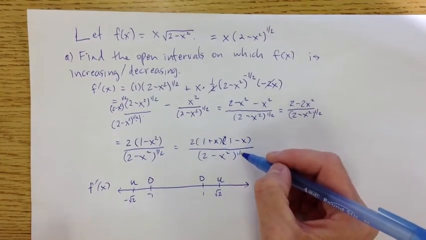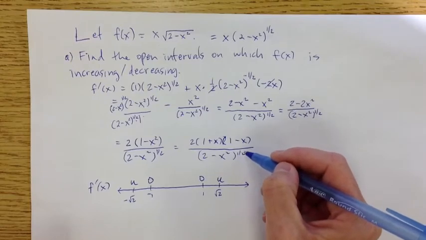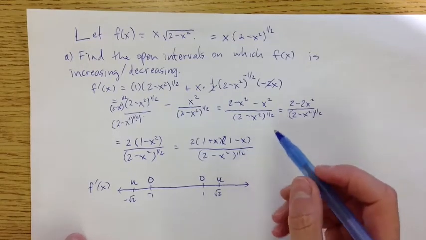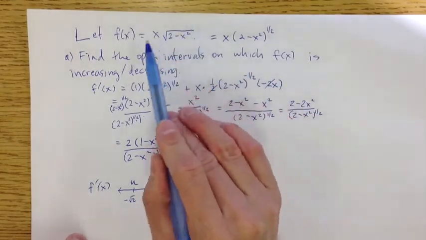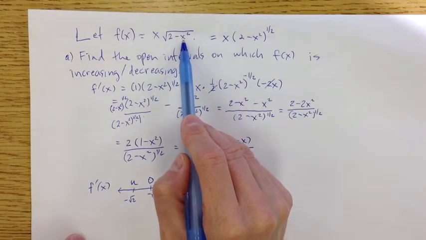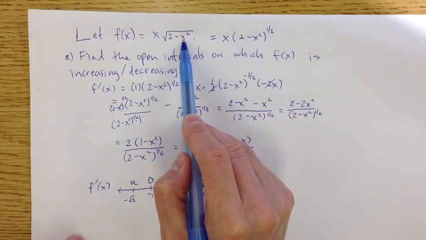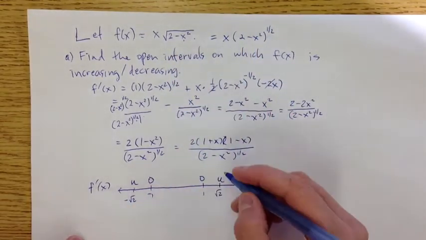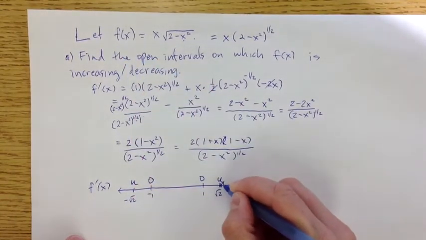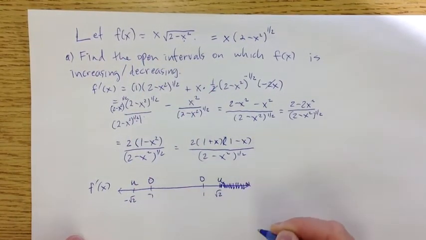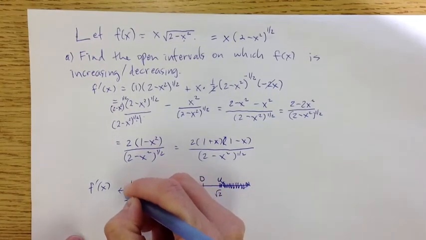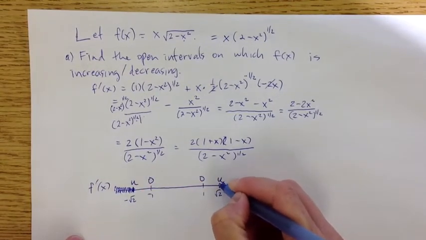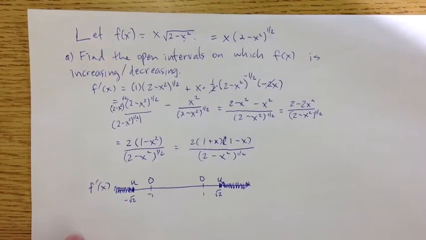We also know that this power 1/2 means take the square root, and we can't take the square root of a negative number. So if we go back to the original function and check out the domain, we see that if x squared is bigger than 2, then this is going to be negative. So in fact, our domain for f ends at root 2 in this direction and negative root 2 in this direction. Okay, so here we have all the pieces of information for the sign chart for f prime.